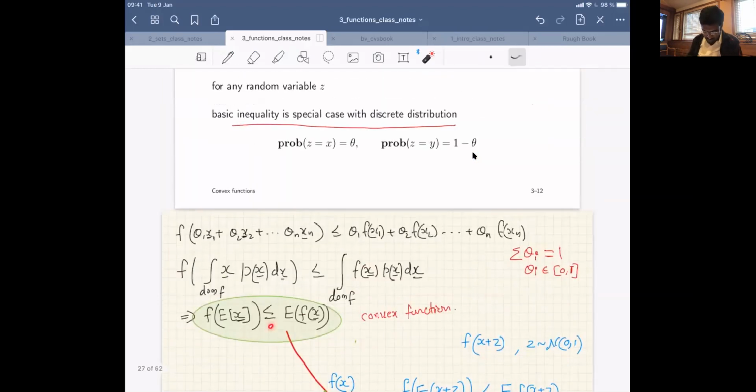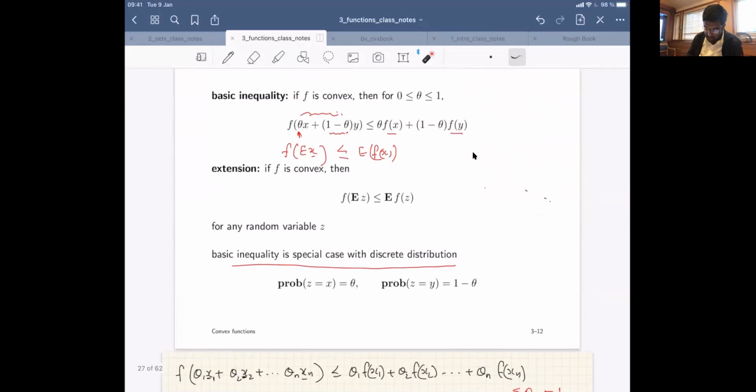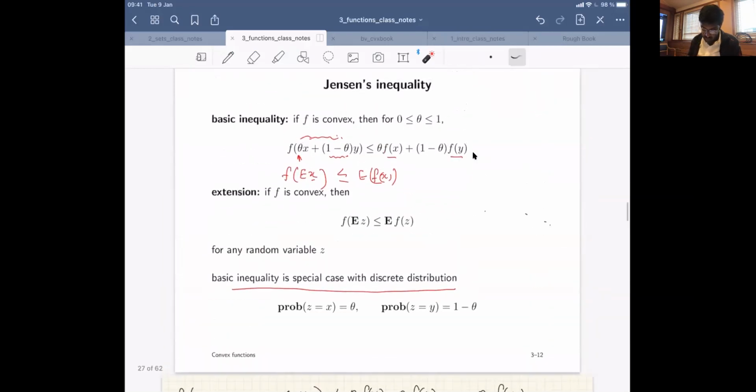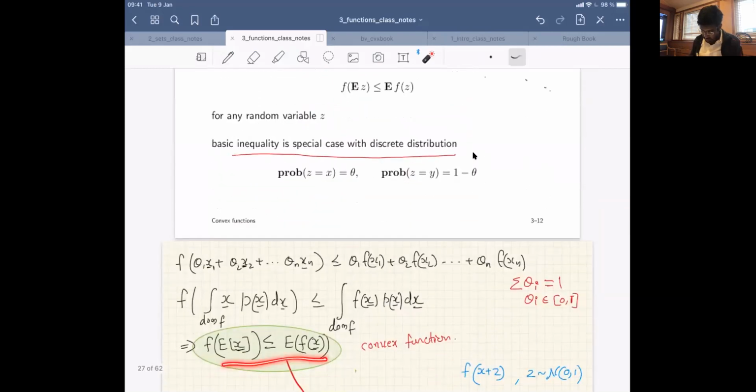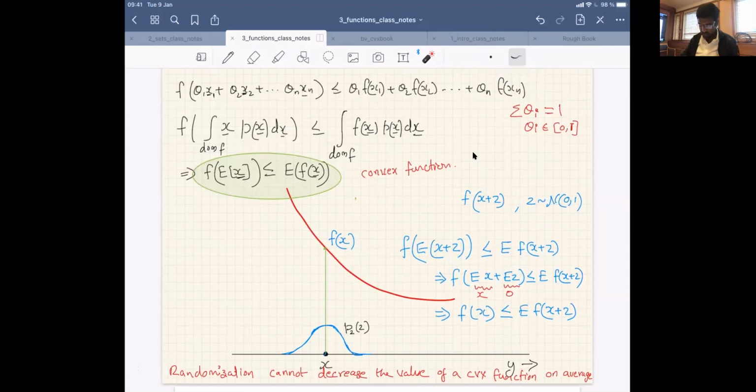You don't need to remember this. If you have any doubt, just take a convex function and see what it is. This is like an expectation, right? It is a weighted average in theta and 1 minus theta, so you can replace it with the expectation of x, and this is the weighted average of the function values, which is the expectation of f of x. Remember, this is Jensen's inequality for a convex function. If you take a concave function, then you have to flip the direction of the inequality.